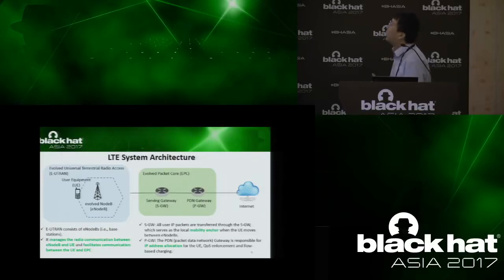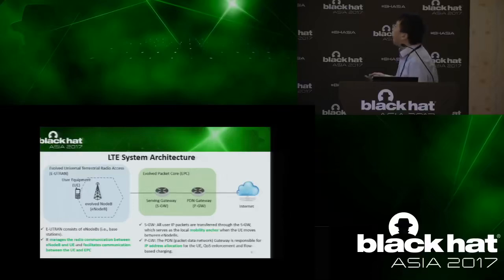Here I highlight two gateways. The first one is called SGW, the serving gateway, and it serves as a mobility anchor, which means if the mobile device moves from one base station to another, the communication still needs to be maintained. So basically this SGW does such things.